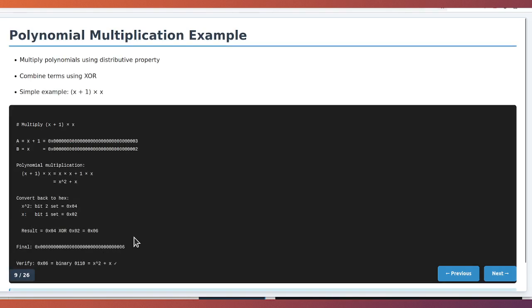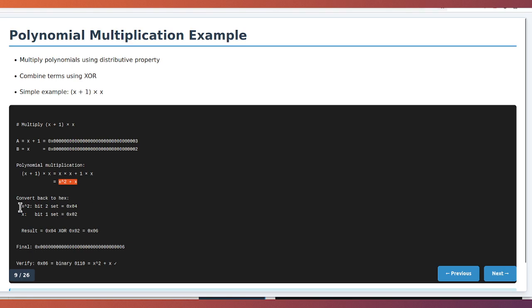Polynomial multiplication example. Let's multiply two small polynomials to see how it works. Take A equals x plus 1, which is 0x00...03. Take B equals x, which is 0x00...02. To multiply these polynomials, we use the distributive property. The polynomial x plus 1 times x equals x times x plus 1 times x. This gives us x squared plus x.